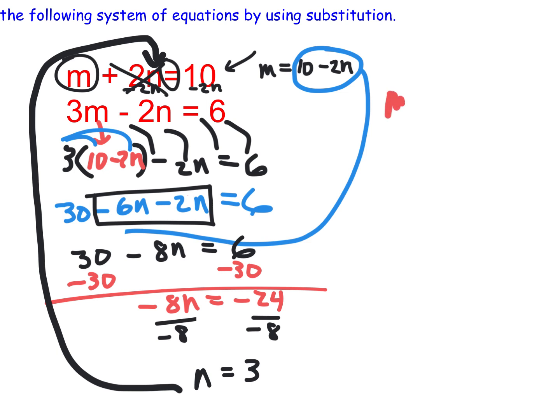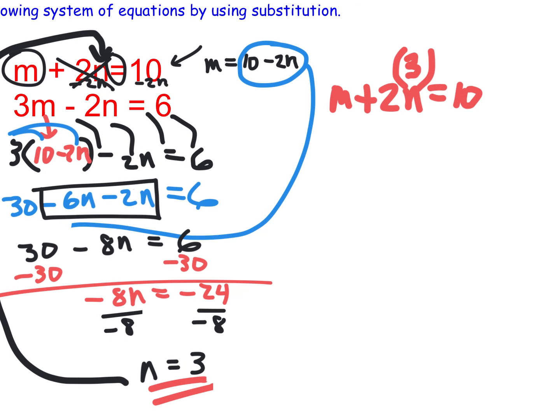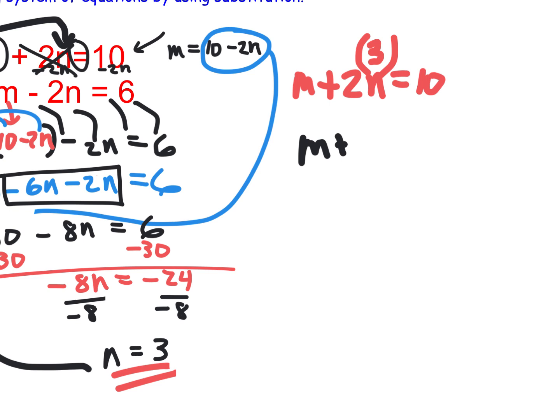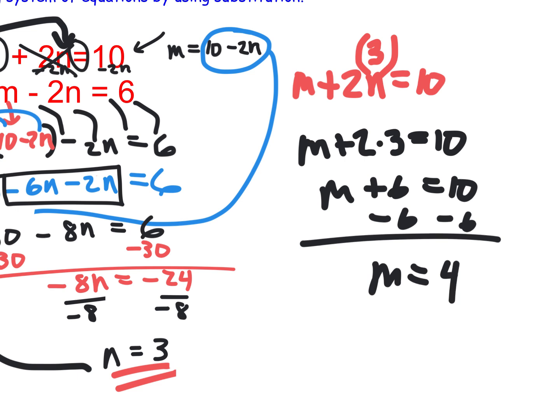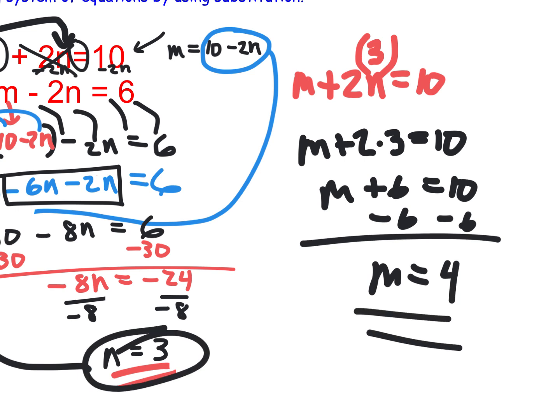The original was m plus 2n equaled 10. And I'm going to stick it in there. n equals 3 means I can put a 3 right there. m plus 2 times 3 equaled 10. m plus 6 equaled 10. Subtract 6, subtract 6. m equaled 4. Who got 4 before I said it? Nice. 4 and 3 are your 2 answers. That was intense. All right.